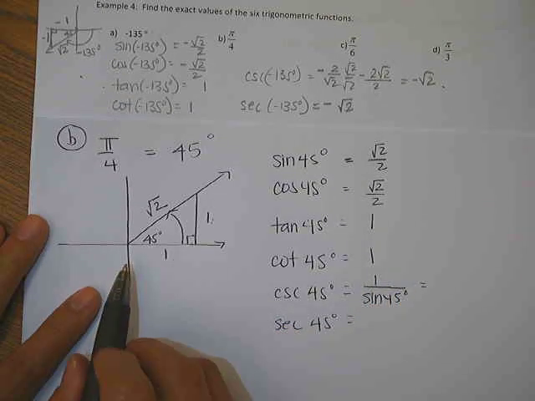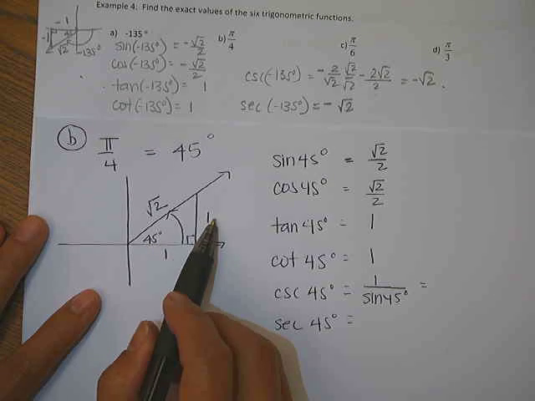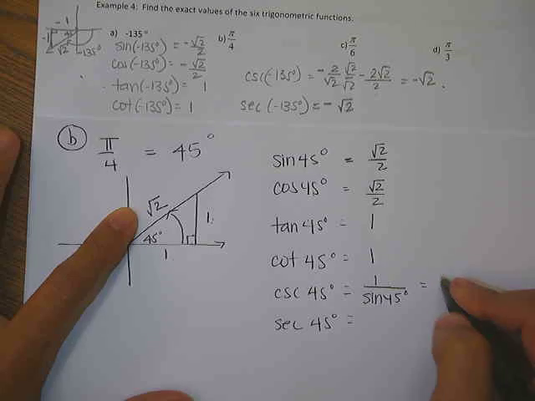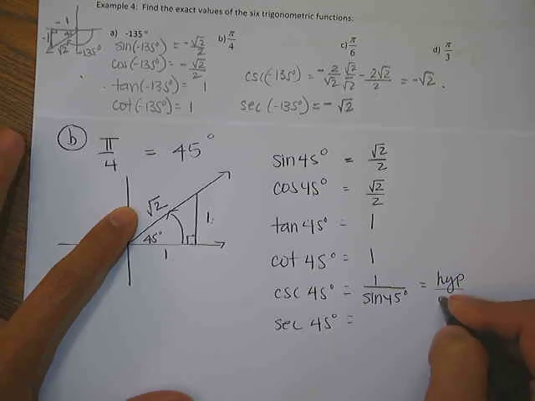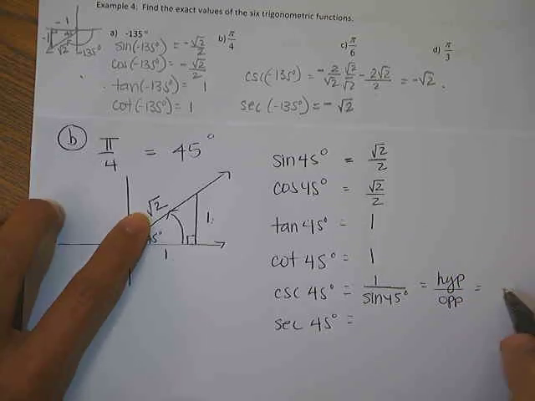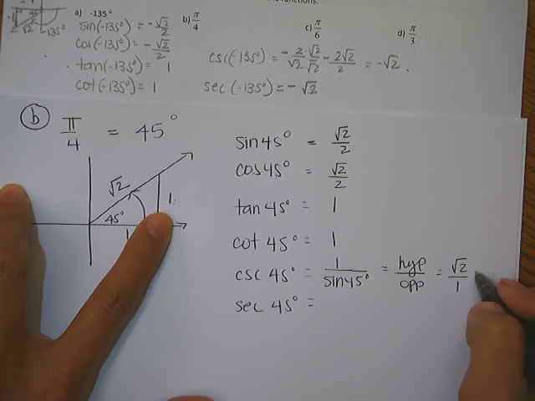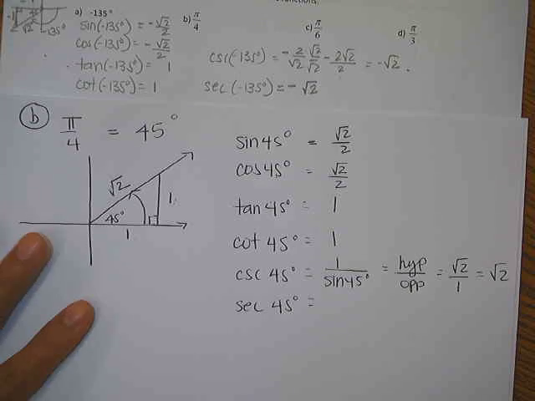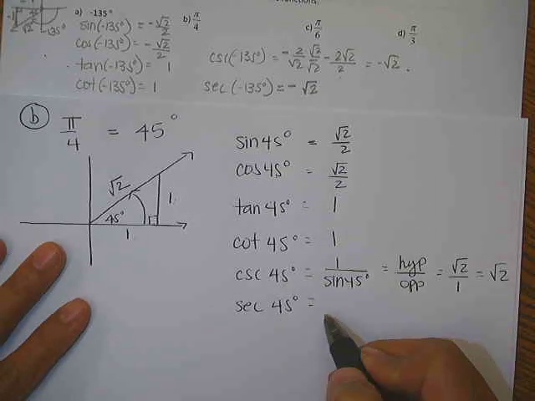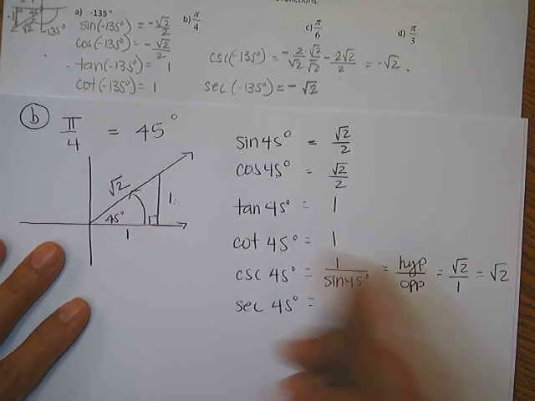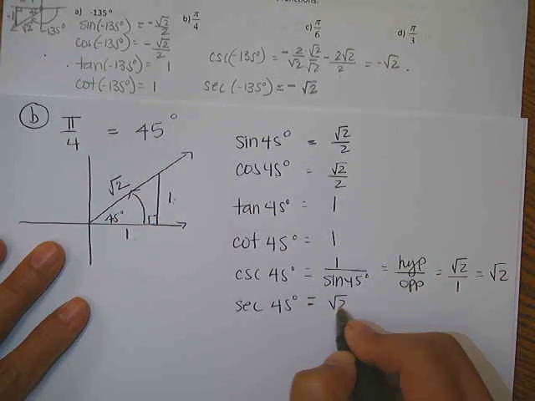Well, let's talk about it. Sine is opposite over hypotenuse. That means if I were to take the reciprocal, then it's hypotenuse over opposite. Hypotenuse is rad 2, opposite is 1. So, as you know, I'm going to end up with rad 2. And secant is exactly the same as cosecant for the 45 degrees because x and y are identical. I'm also going to have a rad 2.